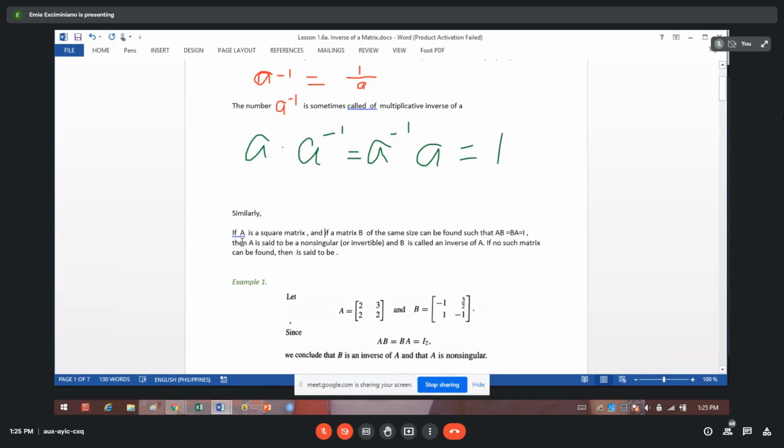If no such matrix B can be found, then A is said to be singular, or non-invertible. We will be more familiarized with those terms, non-singular and singular, as we solve matrix problems.